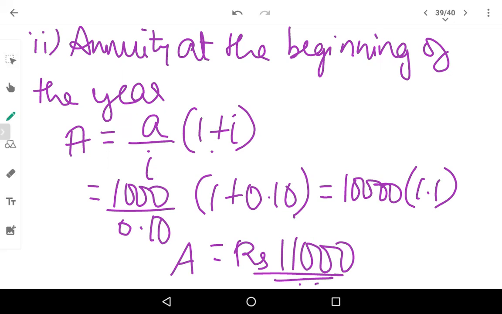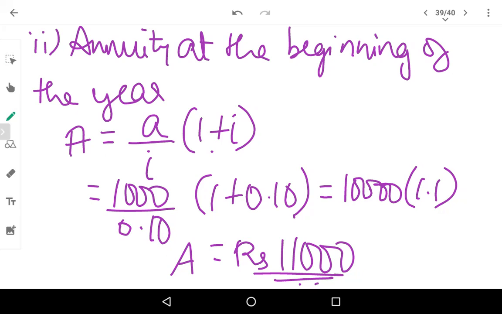So, if they are paying the scholarship at the beginning of the year, then they are supposed to have 11,000 rupees in the scholarship fund. If they are paying at the end of the period, they can have 10,000 rupees in the scholarship fund. So this is another way of finding out the perpetual annuity. These are the types of problems that you can expect in the examination. I hope everybody has understood all of these problems here.